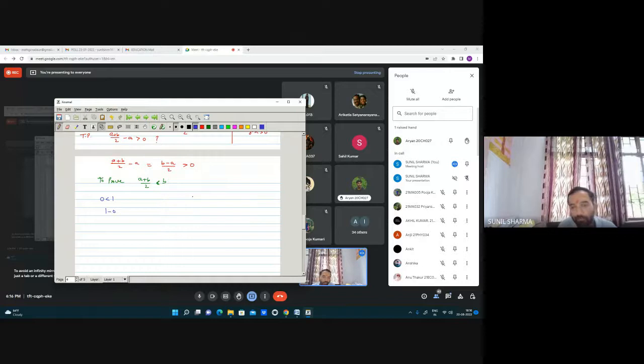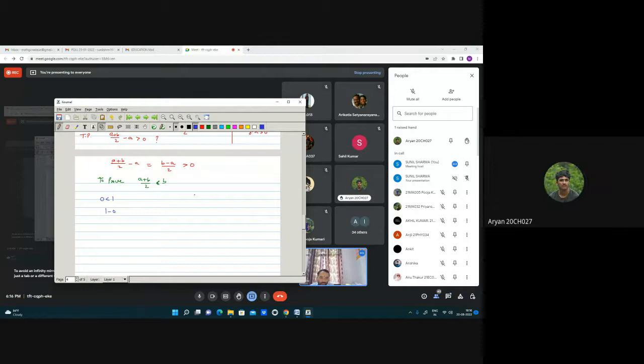Can I write 0 less than 1 by 2 and 1 by 2 is less than 1. And now, sir, we write that my 0 is less than 1 by 2 and also 1 by 2 is less than 1. Then using transitive property, if A is less than B and B is less than C, then we can write that A is also less than C.